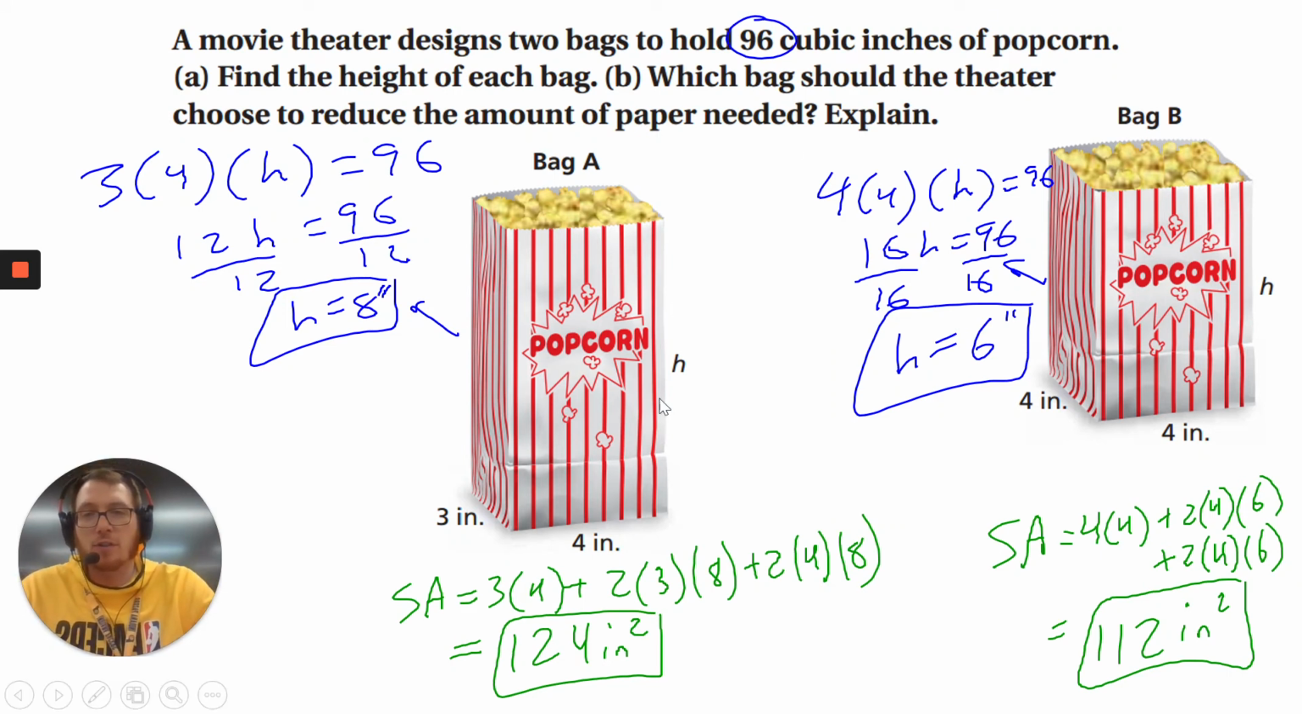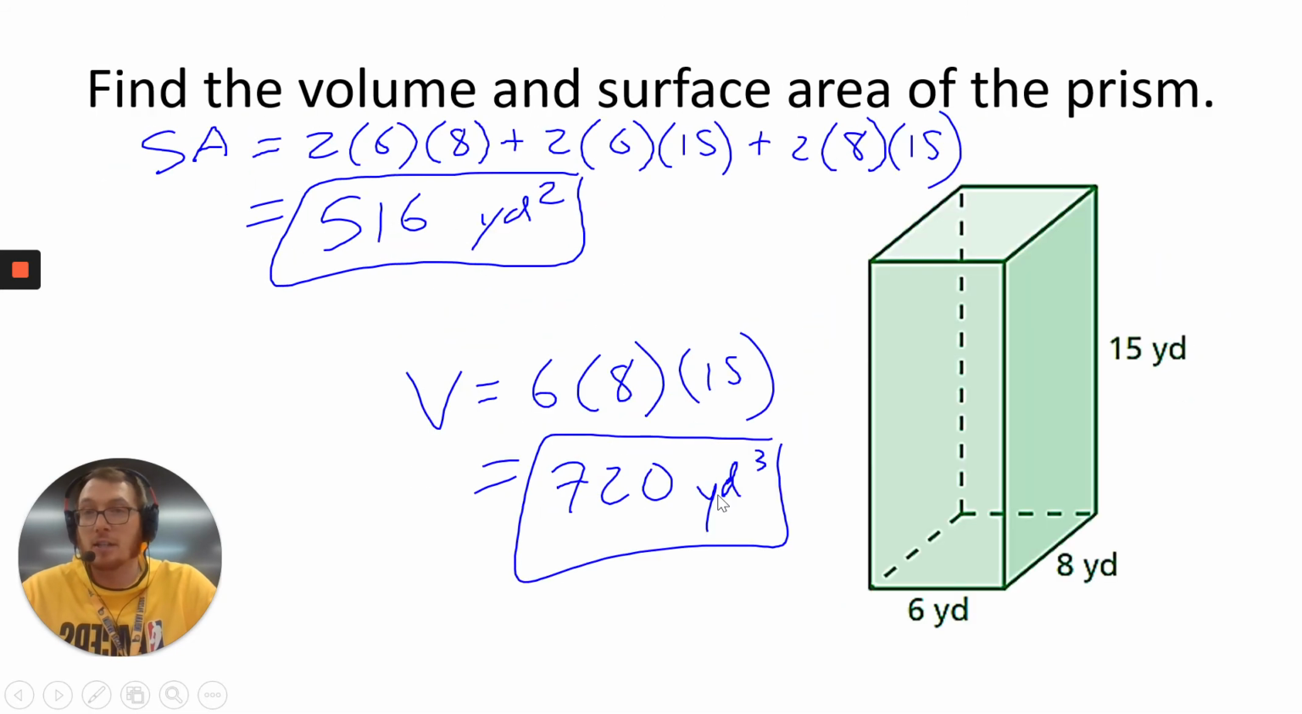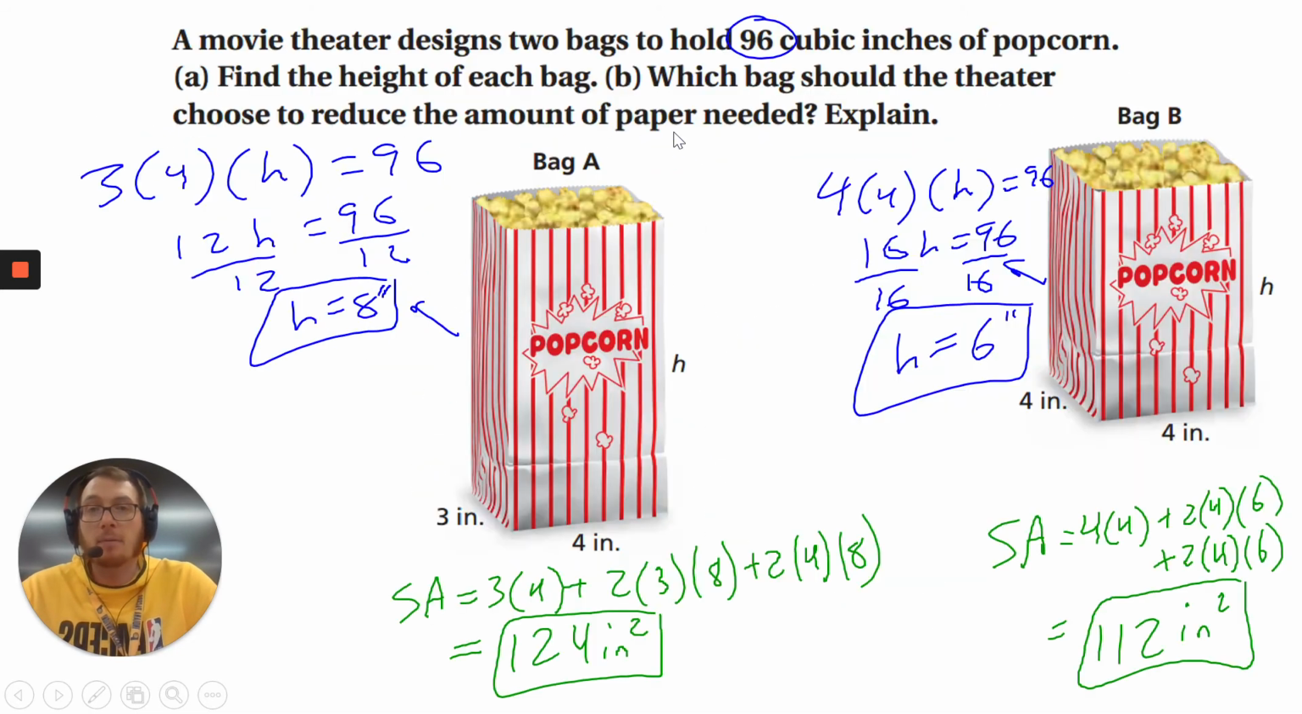So notice here for the surface area, it should be like 2 of this, 2 of this, 2 of this, like what we did on this previous slide over here to find the surface area of the rectangular prism. The problem is that this is an open top. So what you'll notice here is I have 3 times 4, but I didn't multiply by 2, I just multiplied by 1. Because there's only 1 of this group, but there's 2 of the other groups, and this ends up being 124 square inches. Whereas this one that's 4 by 4 on the bottom is 112.